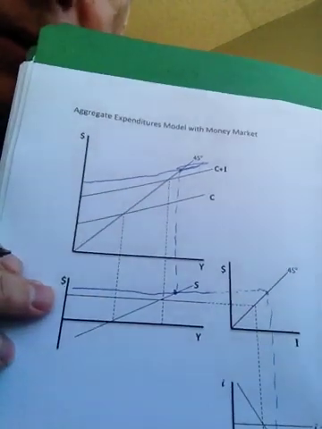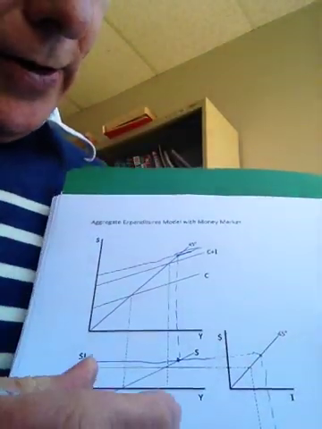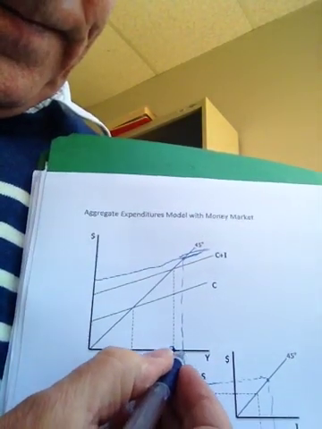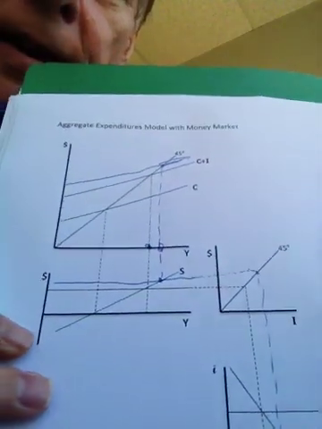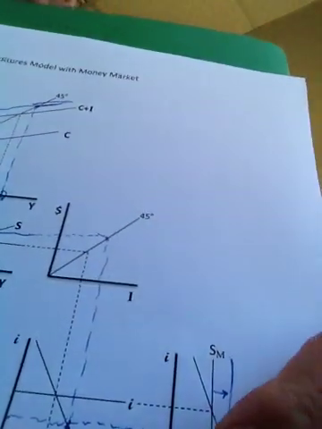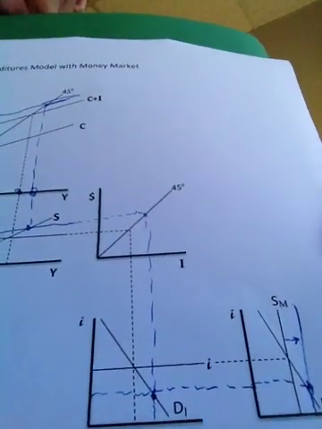Not very neat, but I hope you get the idea. That means the level of economic activity will go from here to here. Level of economic activity, GDP, will increase as a result of this increase in the money supply.